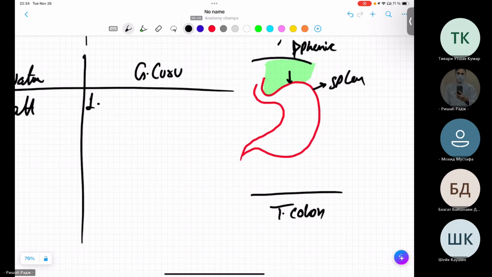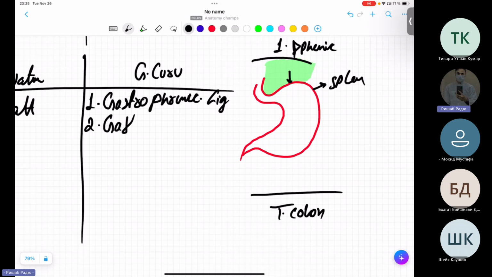I'm writing one: gastro means gastrum, phrenic means diaphragm. So a ligament which is attaching your stomach and the diaphragm. Second is your spleen. So what is attached here? You have your stomach or the gastro and spleen, the gastrosplenic ligament. Now you have your third. What is third here? Transverse colon.